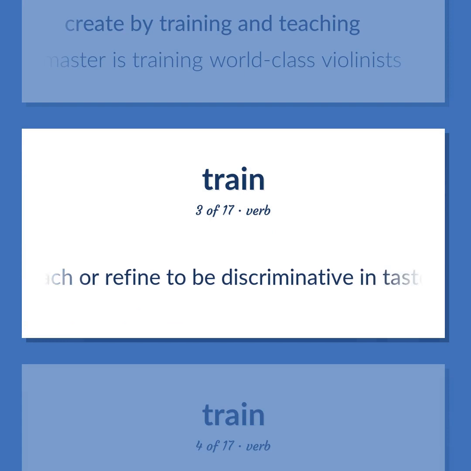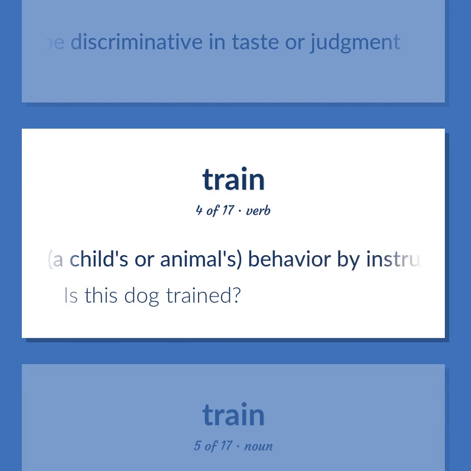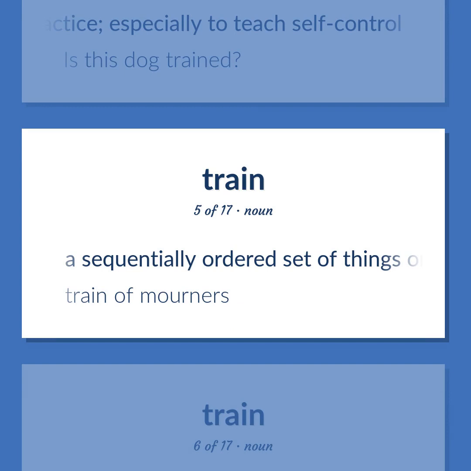Teach or refine to be discriminative in taste or judgment. Develop a child's or animal's behavior by instruction and practice, especially to teach self-control. Is this dog trained? A sequentially ordered set of things or events or ideas in which each successive member is related to the preceding. Train of mourners.